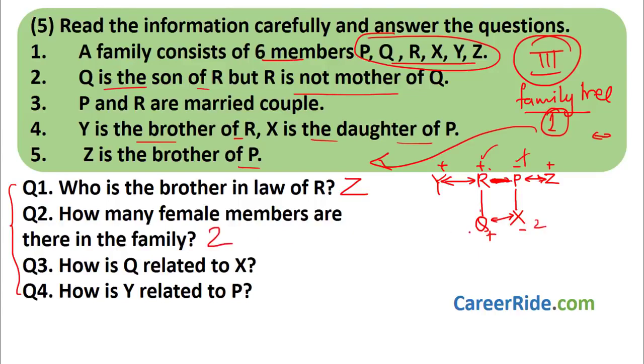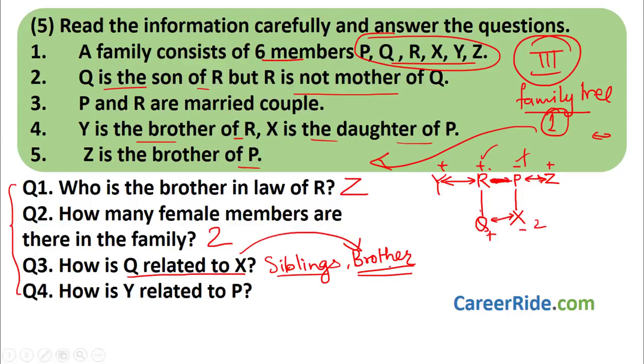How is Q related to X? This is Q. This is X. They are siblings, or you can say Q is brother of X. The more precise answer is Q is brother of X. It depends on the options also. If they give you siblings as an option and there is no option as brother and sister, then you can write siblings. But if they give you siblings, brother, sister, then brother has to be marked.